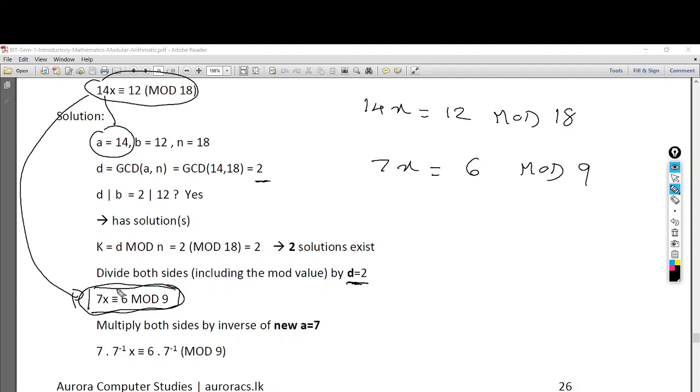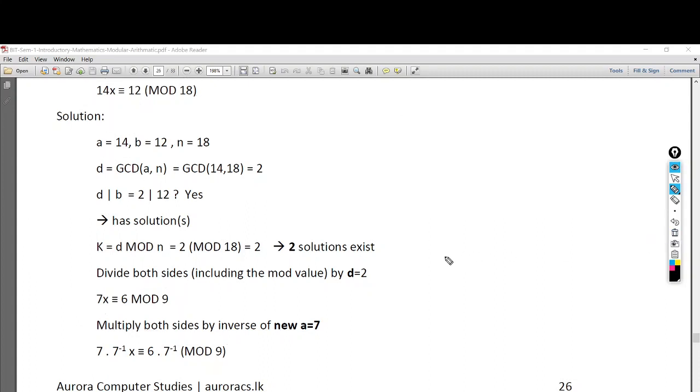New a is 7. So we are going to multiply the left-hand and right-hand side by the inverse of 7. That means 7 times 7 inverse x is congruent to, and if you multiply by 7 inverse here, you have to multiply the right-hand side also, 6 times 7 inverse, mod 9. Now remember we divided the mod also by 2, so mod 9. That is our equation now. This is where we have to find the inverse.